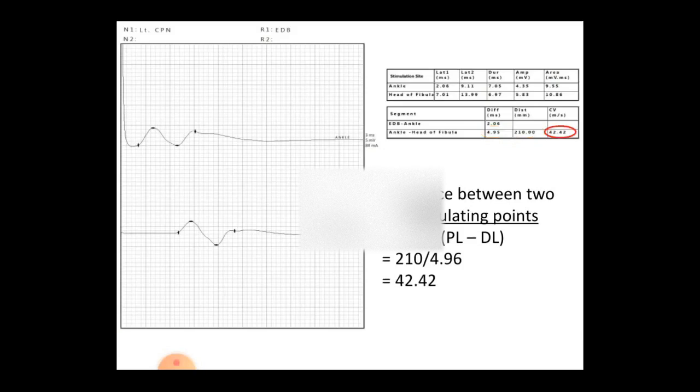Then the value will be calculated. It is 42.42 meters per second. So this is how we are calculating motor nerve conduction velocity. Now let us understand the sensory nerve conduction study.